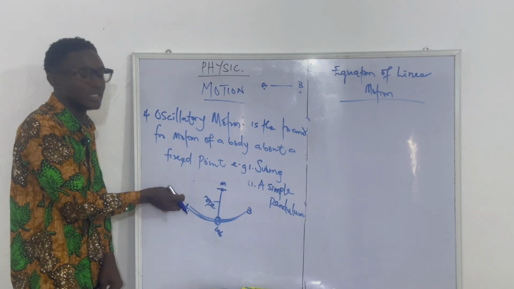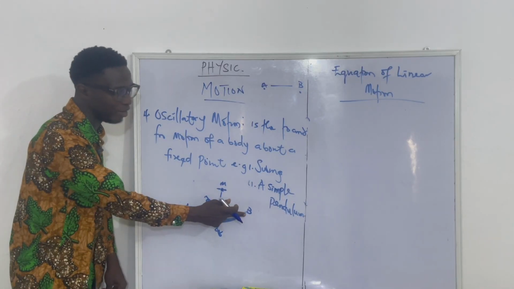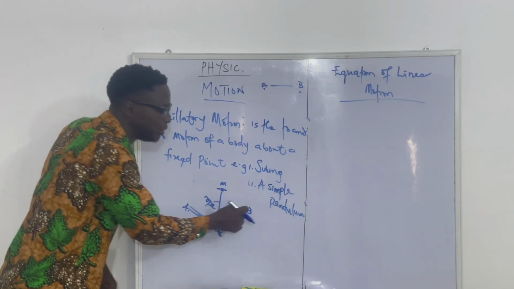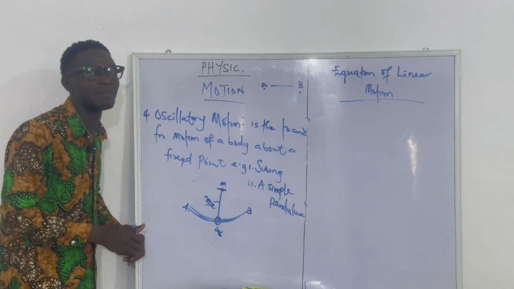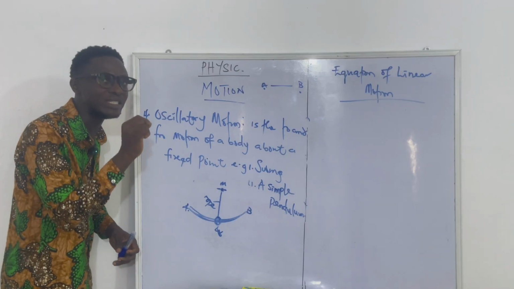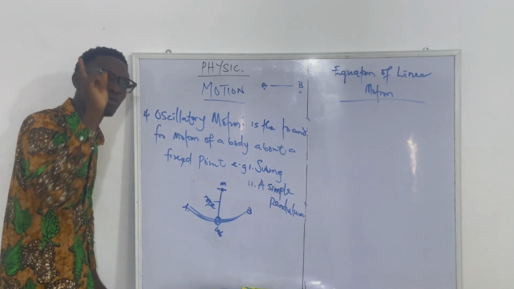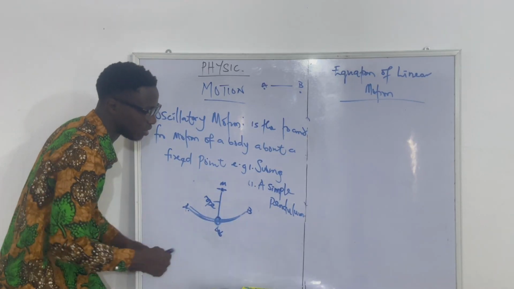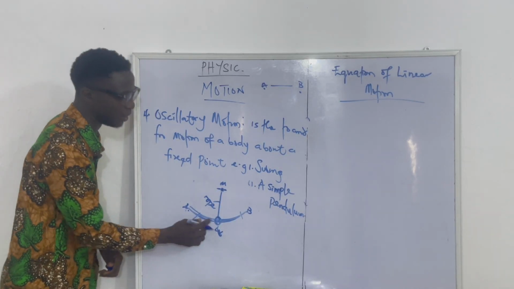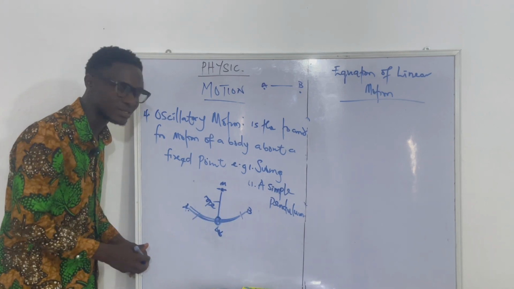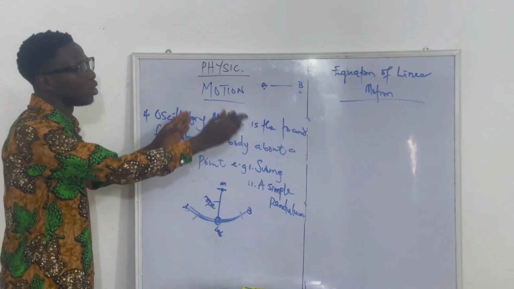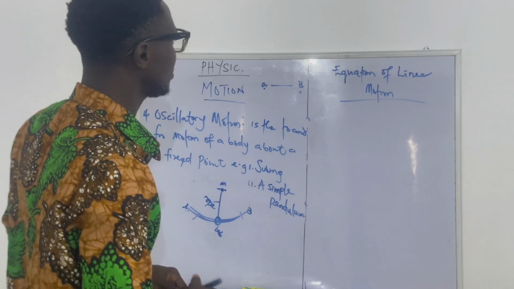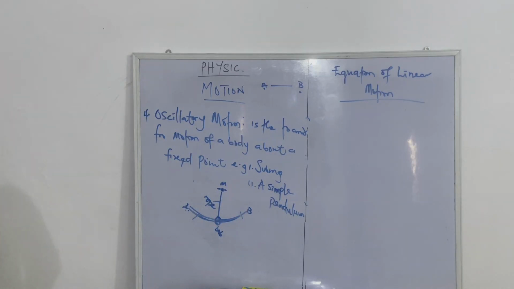If you tilt this towards the left and release it, it will go to B, come back to A, go to B, come back to A. As time goes on, the velocity reduces, which means it won't reach point A or point B again. It keeps reducing until it comes back to rest. That's how oscillatory motion works. Now, talking about the equations of linear motion.